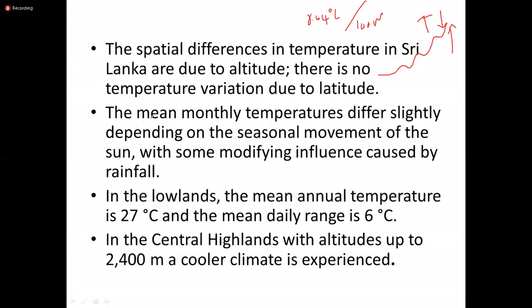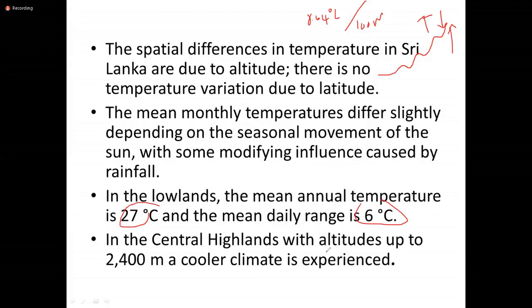The mean monthly temperature differs slightly depending on the seasonal movement of the sun, with some modifying influence caused by rainfall. In the lowlands, the mean annual temperature is 27 degrees C and the mean daily range is 6 degrees. Some variation is there. So the average temperature is 27 degrees C, but it can vary by 6 degrees Celsius.